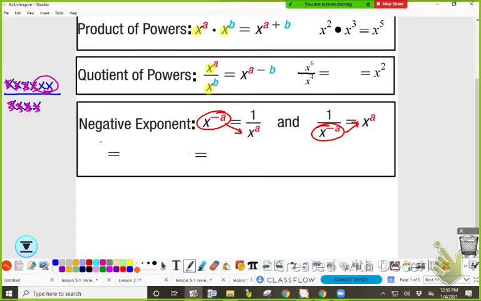So if I had x to the negative 2 over 1, that is a negative exponent, so I need to move it to the denominator. There's nothing else in the numerator besides the x to the negative 2, so the numerator becomes a 1 and the denominator becomes x squared. So when I move it, I change it to a positive exponent.